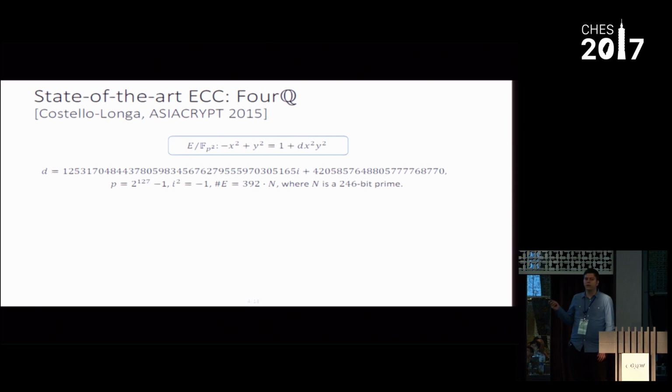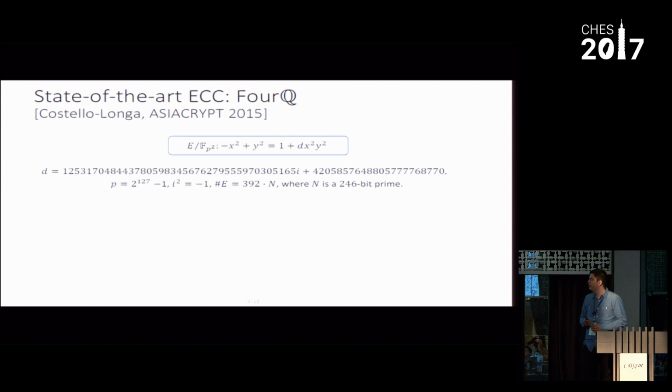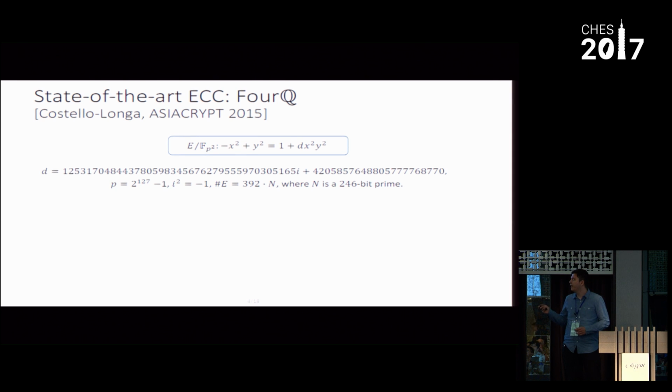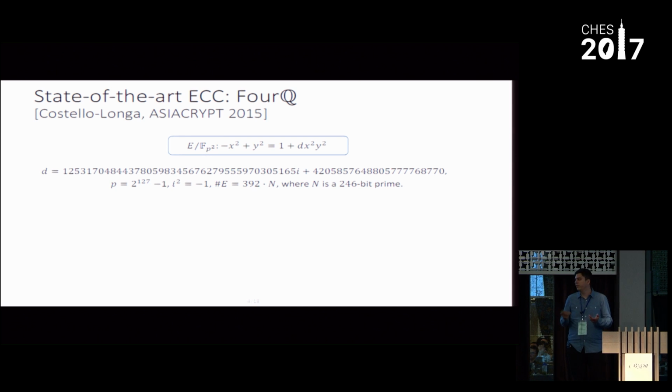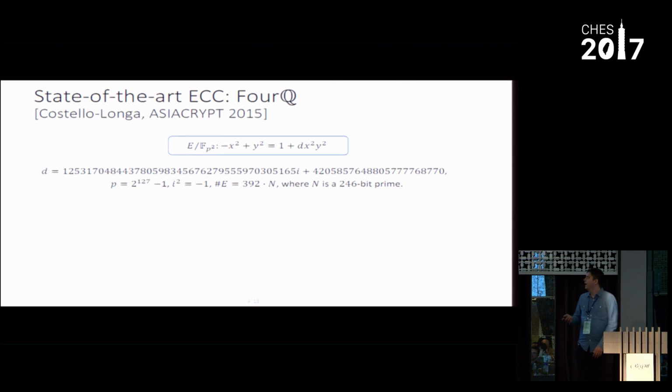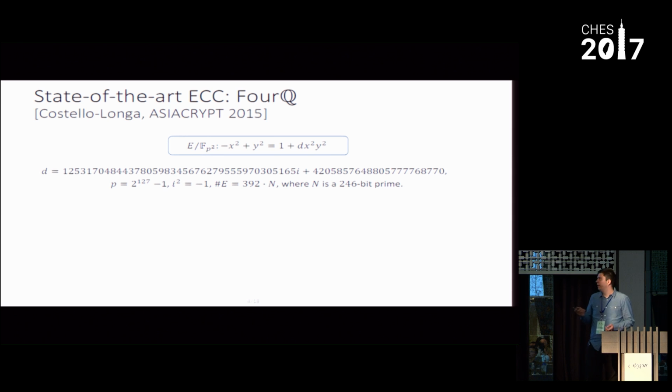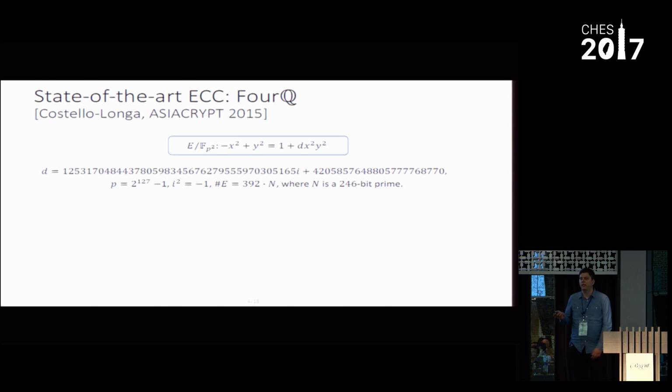So this is the curve equation for FourQ. It is a twisted Edwards curve defined over F_p squared, where p is a Mersenne prime, which is a really nice prime. We can do fast arithmetic using Mersenne primes, like doing modular reduction. And it's not a prime order elliptic curve, as with any other twisted Edwards curve.